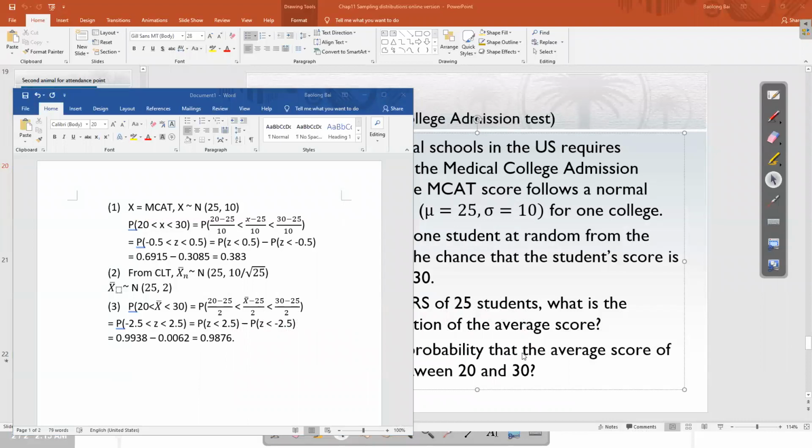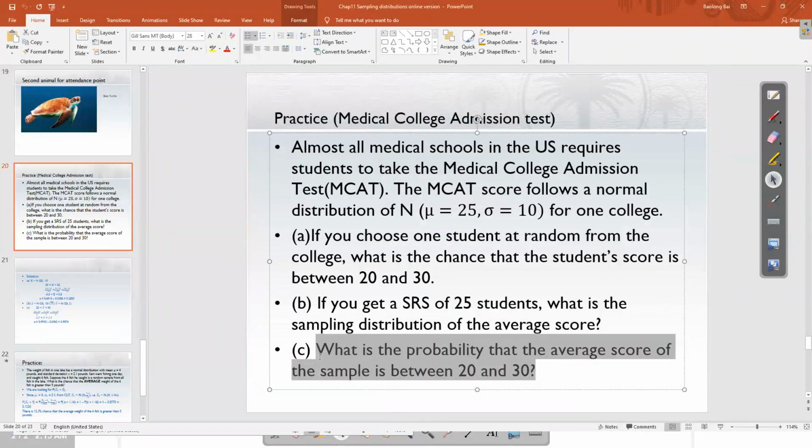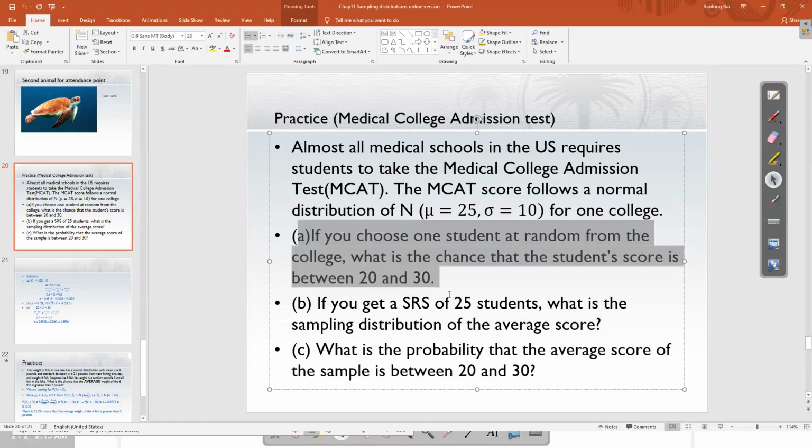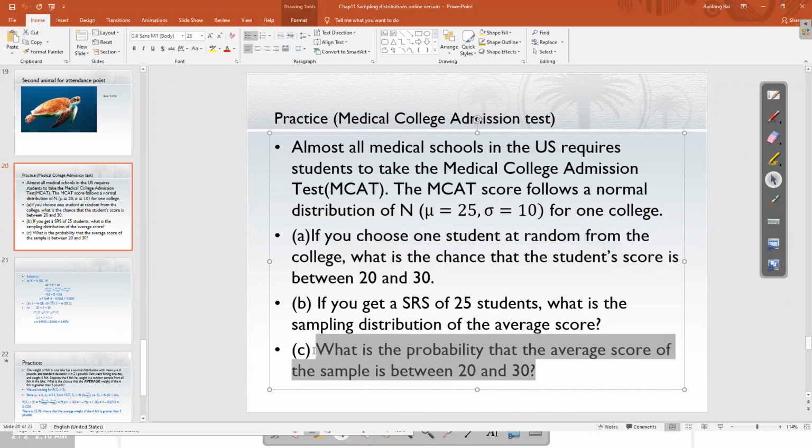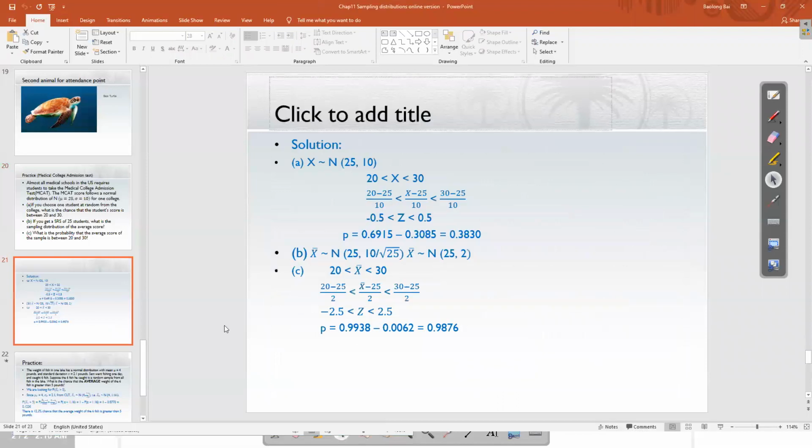So please note the difference between question C and question A. They're asking for the distribution of different variables. This is for original population X. This is for sample mean X bar, right?